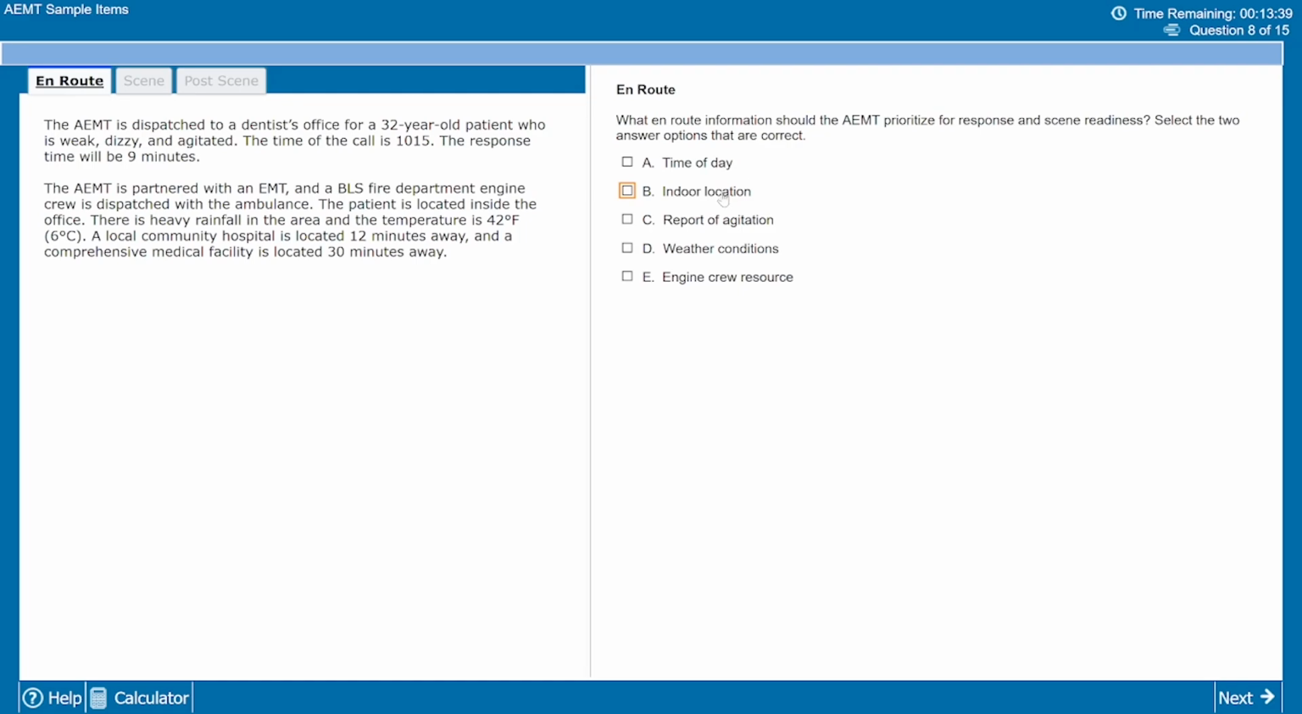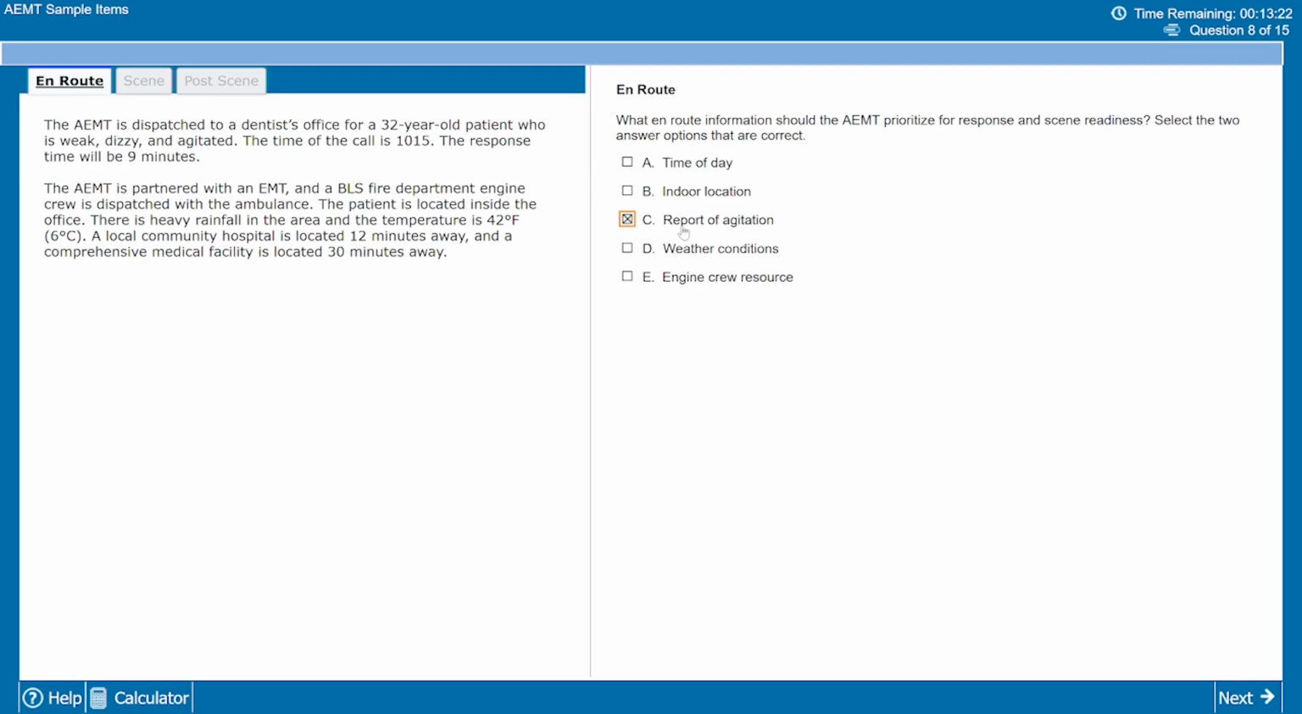Indoor location, it is fairly pertinent, right? I mean, that could potentially be the right answer. So I'd put a squiggly line here. I'd say, maybe it is indoor location. The report of agitation, yes. The report of agitation is incredibly important.